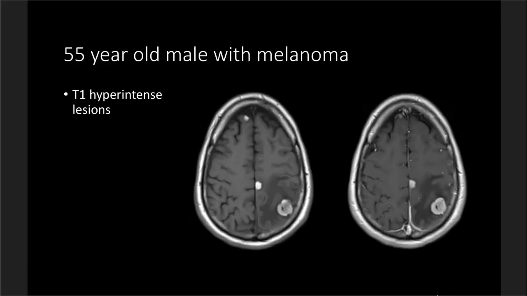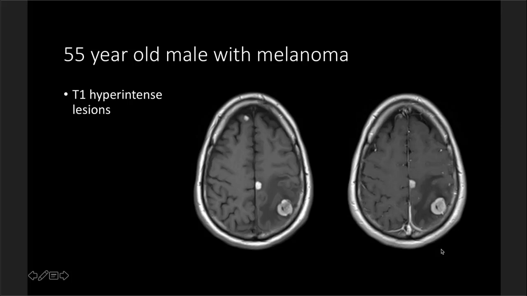Here's an additional case, 55-year-old male with melanoma. And the special thing about this case is that the patient has melanoma, and when we look at the T1 weighted non-contrast image, these lesions are bright on T1 without contrast. So they have intrinsic T1 shortening, and that's something that we can see with melanoma because of the melanin. The melanin can actually be bright on T1 weighted images. And here on the post-contrast image, there's maybe a little bit of enhancement of these lesions.